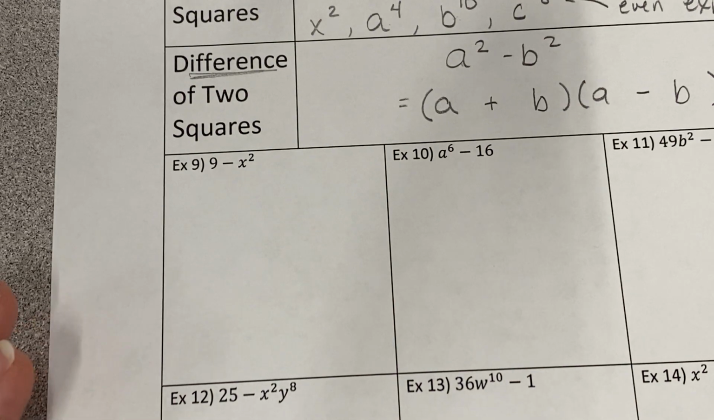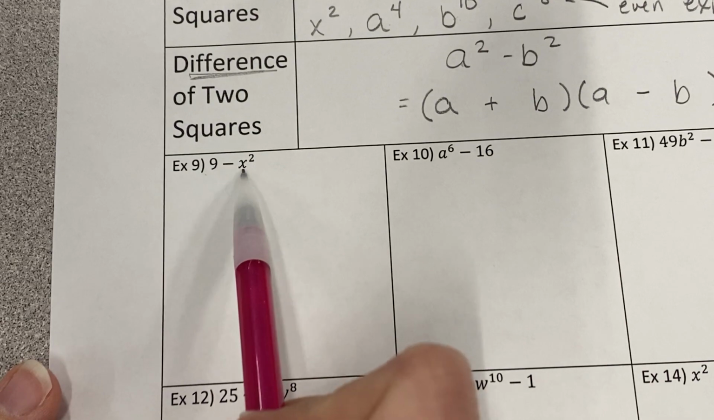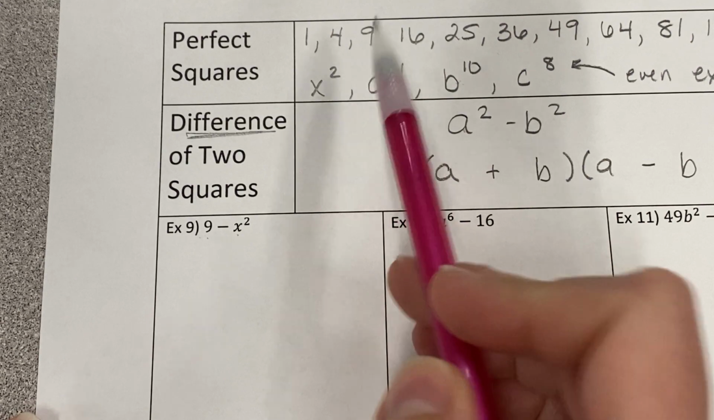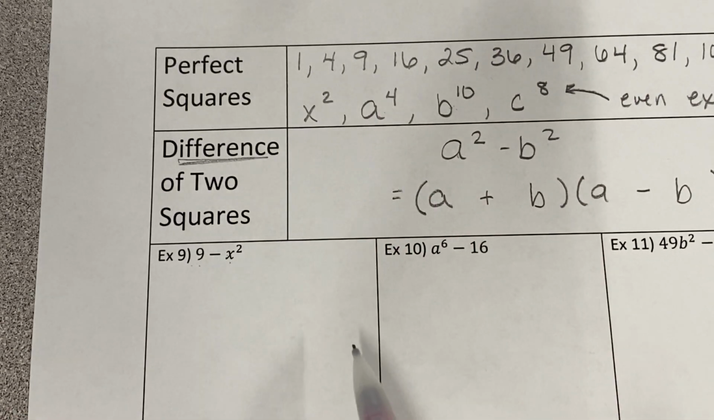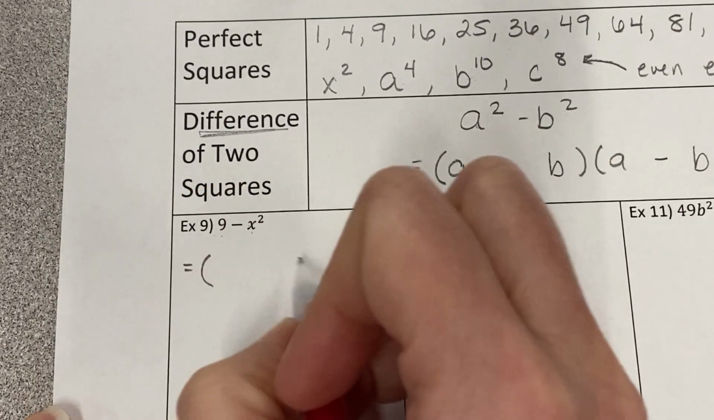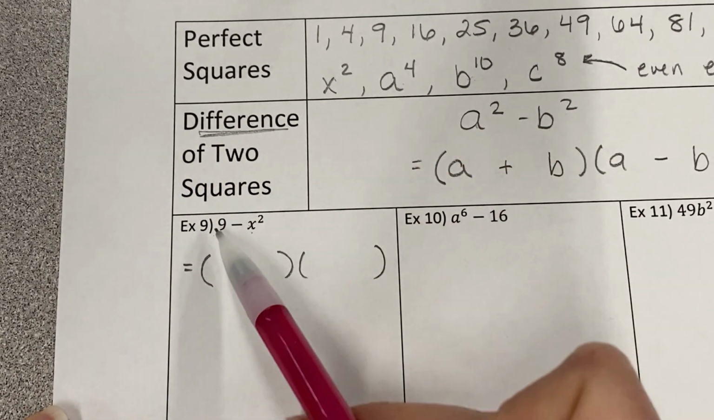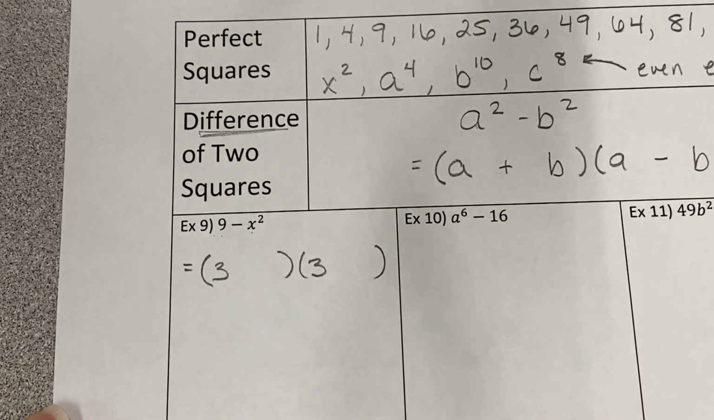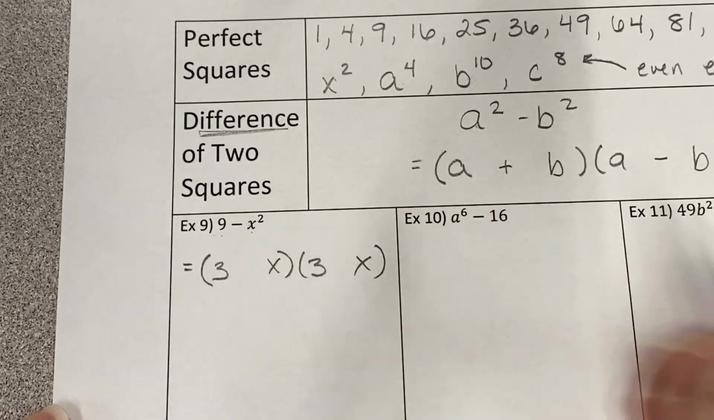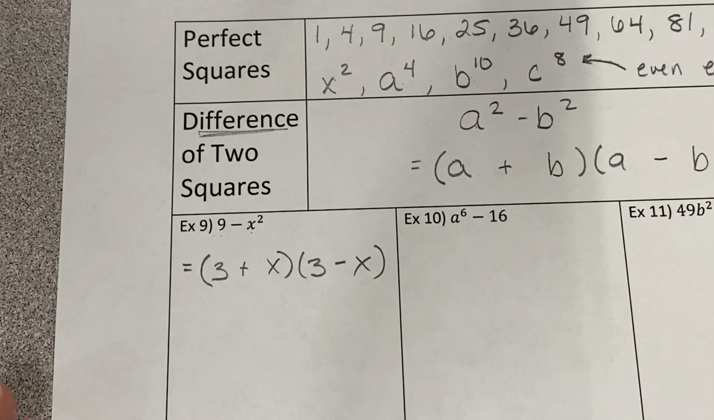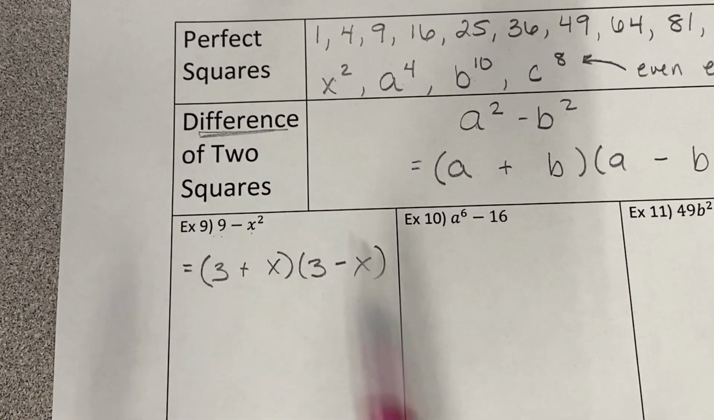Now, because this is on the worksheet, of course these are all perfect squares, but let's just double check. First of all, is there a GCF? No. Is 9 a perfect square? Yes. Is x squared a perfect square? Yeah, it's even one of the ones listed. It has an even exponent. So we can factor this. The square root of 9 is 3. The square root of x squared is x. One of them gets a plus, the other one gets a minus. Done. Again, if you were to multiply all this out, you would get 9 minus x squared.